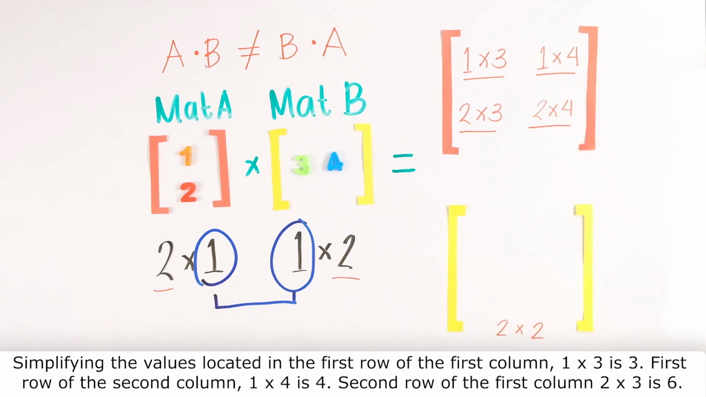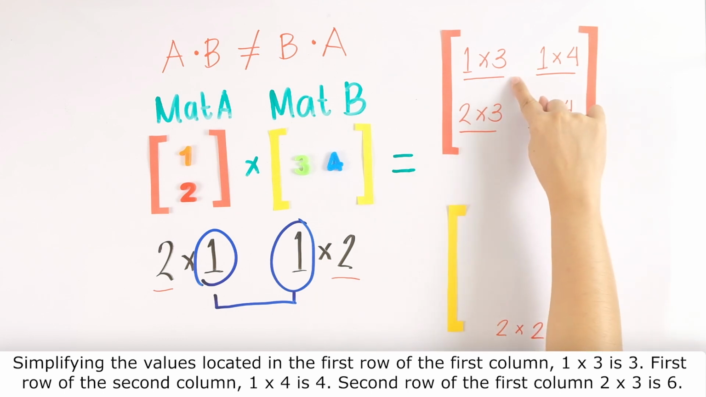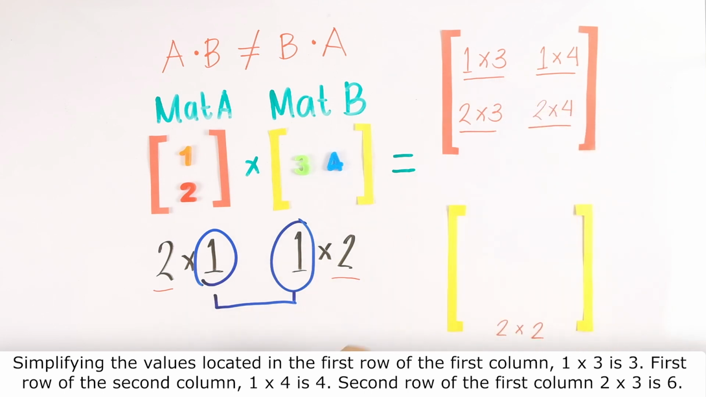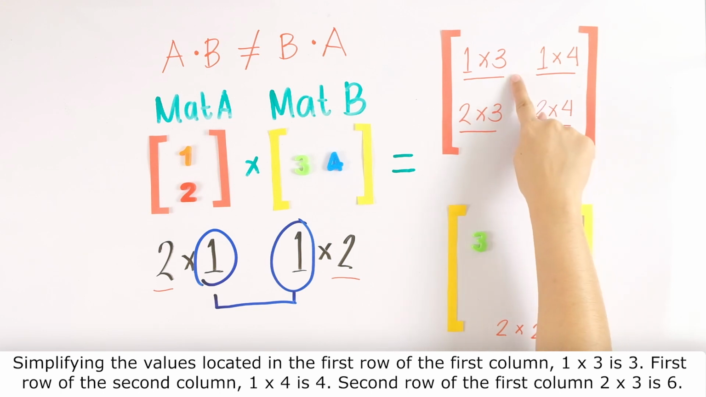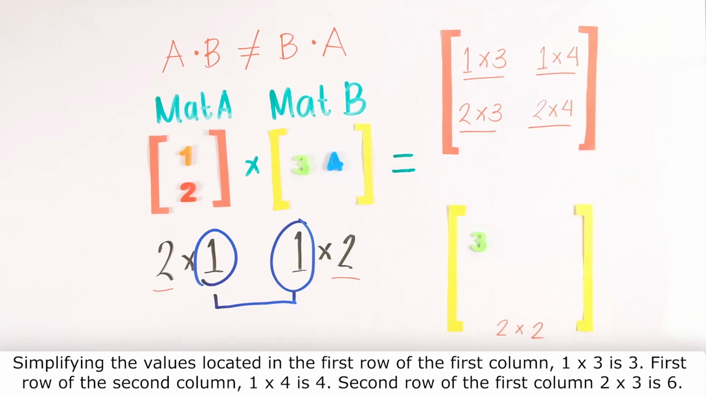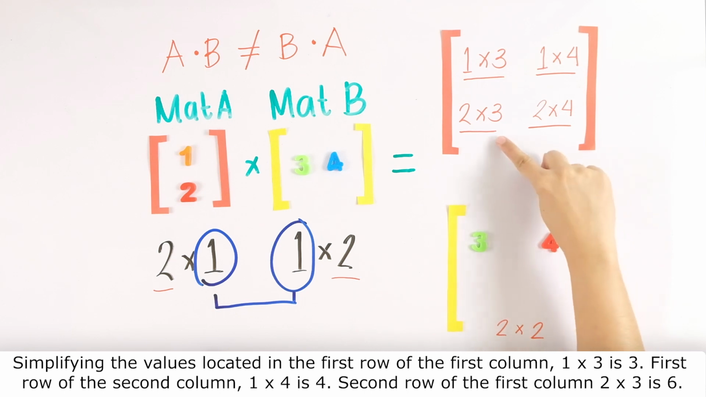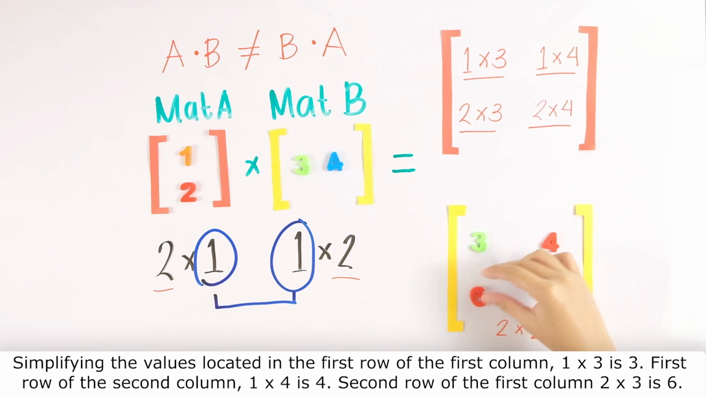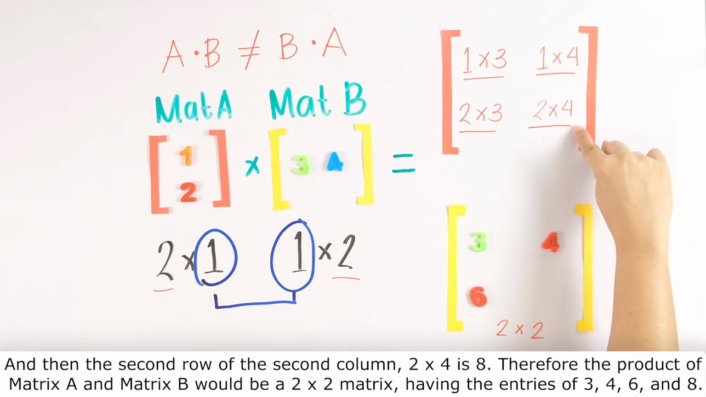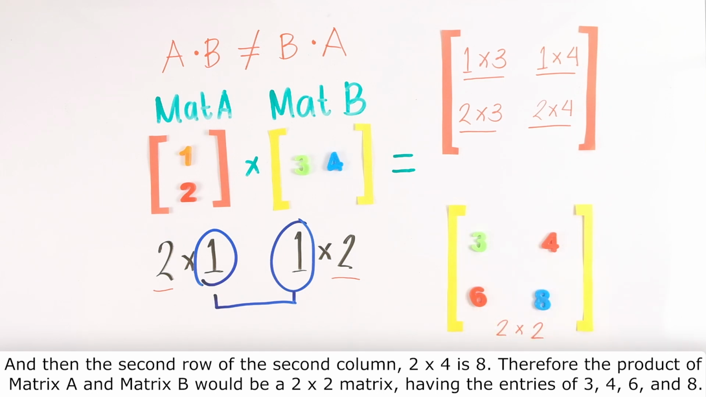Simplifying the values, located at the first row of the first column, 1 times 3 is 3. First row of the second column, 1 times 4 is 4. Second row of the first column, 2 times 3 is 6. And then second row of the second column, 2 times 4, which is 8. Therefore, the product of matrix A and matrix B will be a 2 by 2 matrix having the entries of 3, 4, 6, and 8.